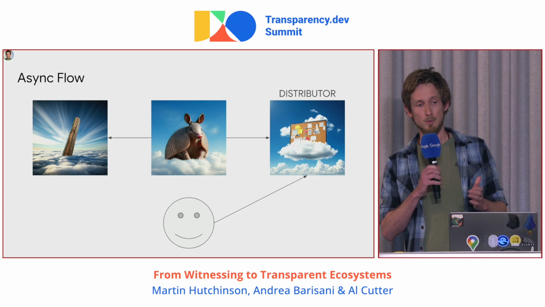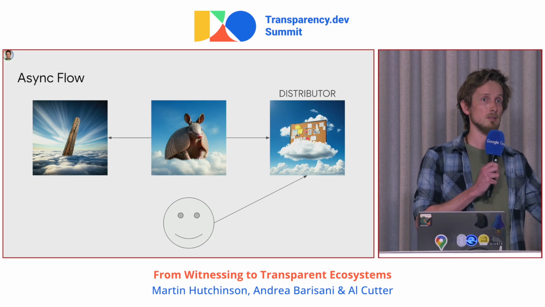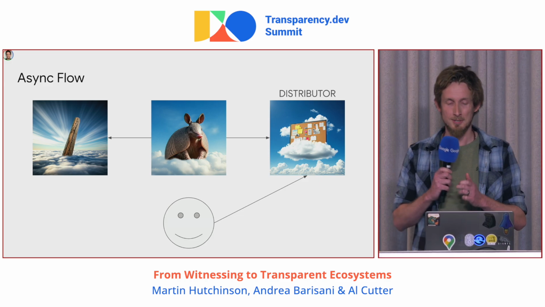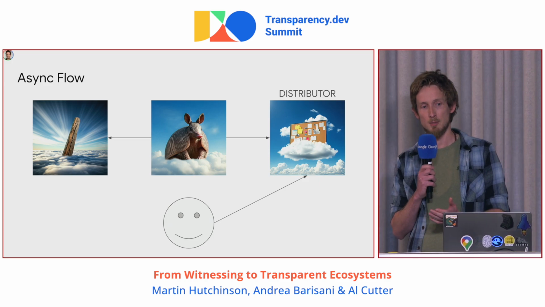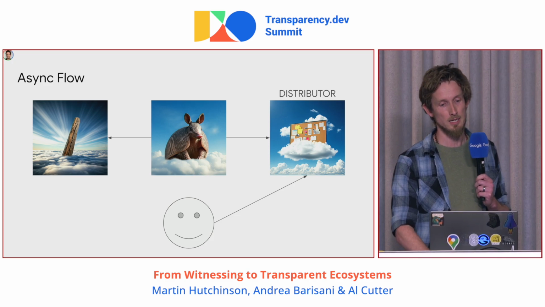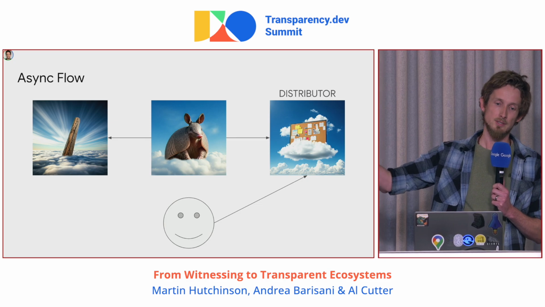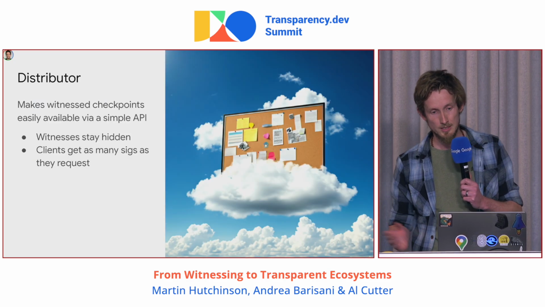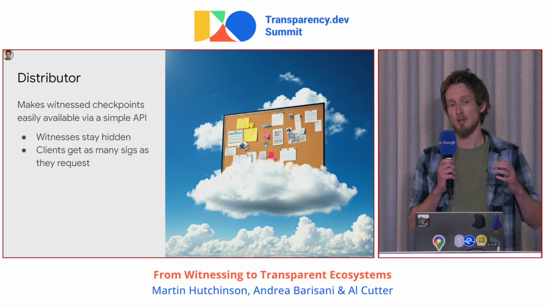But then you've got a problem, right? Because the log does not know about witness signatures and isn't interested in them yet. The witness is secretly hidden away in the world. So how is it going to get those checkpoints out there? Well, that's why we have the distributor, which is basically a way of getting these witness checkpoints out to users. So yeah, the distributor, essentially this is just a bootstrapping thing, right?